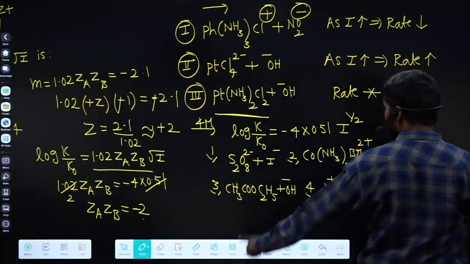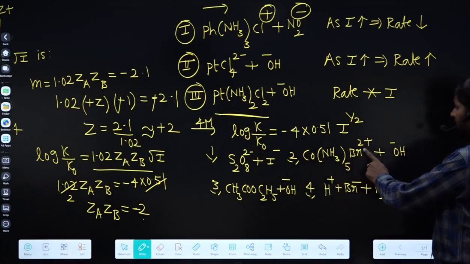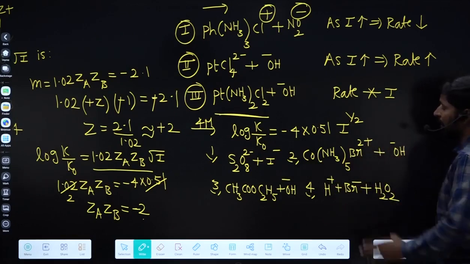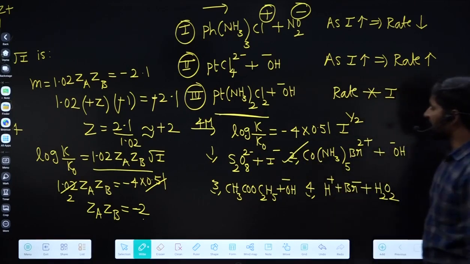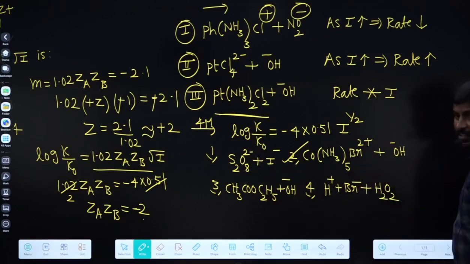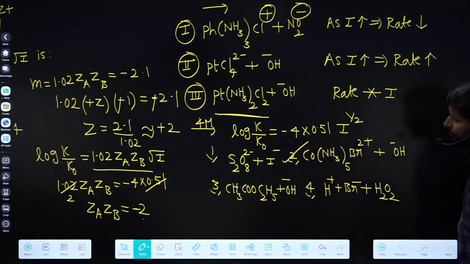We have to get a ZA ZB value of minus 2. Here, plus 2 into minus 1, so here we are getting minus 2. So the ZA ZB value is minus 2 in the case of the second reaction. So the second reaction follows the above equation. You may compare the given equation with the Bronsted-Bjerrum equation, from that calculate the ZA ZB value, and verify from this.